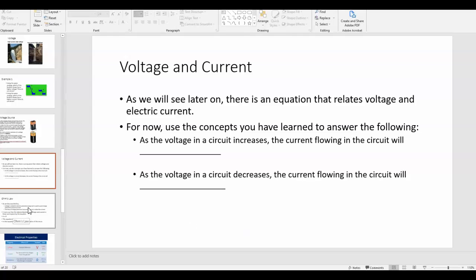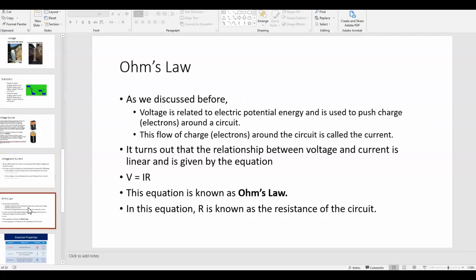Now, current and voltage are related to each other as we just talked about. And there is an equation that relates current and voltage, and that is what's called Ohm's Law. Okay, and here is what Ohm's Law looks like. V, which is voltage, equals I, which is current, times R, which is called the resistance of the component of the circuit. Okay, so we know V is in volts, we know I is in amperes. R, that's resistance, has an interesting symbol.